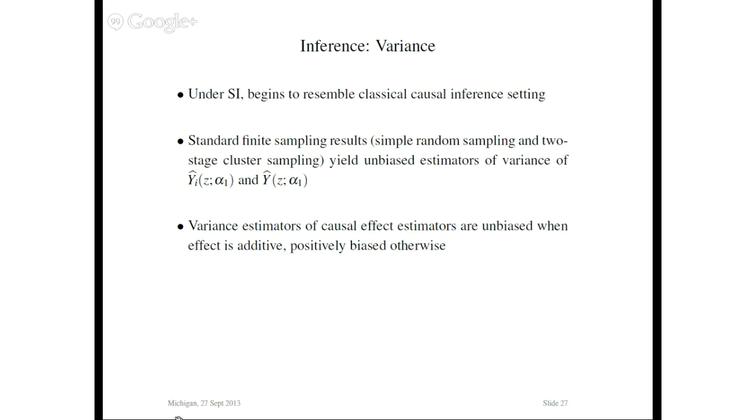I'll skip that slide and I'll just get to the punchline. It's sufficient to allow us to get variance estimators for these different causal effects. So under stratified interference, you can get unbiased estimators of the variance of the different average potential outcome estimators. And you can get variance estimators of the causal effect estimators that are unbiased when the corresponding effect is additive and positively biased otherwise. Okay. So I'm not showing you all the math here, but that's the punchline.